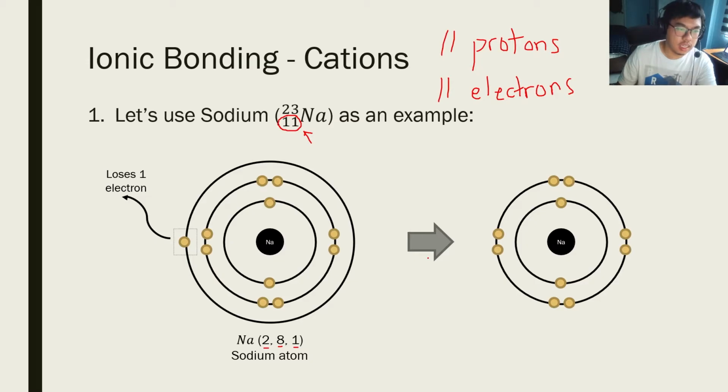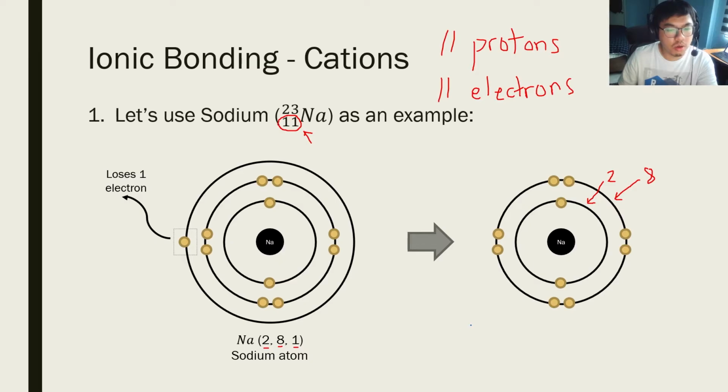Now as you can see, in this case, the first shell is full. There's only 2 electrons in the first shell. That's the maximum that it can hold. And the second shell has 8 electrons, which is the maximum number of electrons that the second shell can take. So the 2 shells are now full. The third shell is gone because there are no electrons in the third shell, so it doesn't have a third shell. And so you can see all shells are now full and sodium is much more stable. And it did that by throwing away 1 electron.